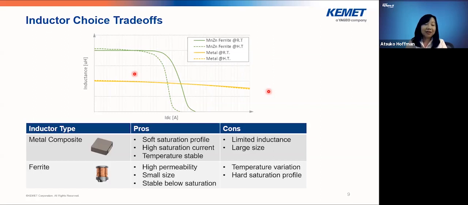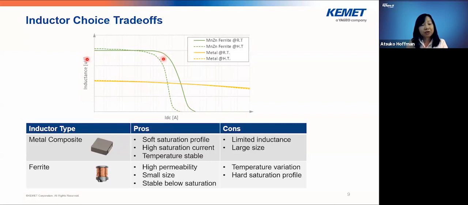Now let's take a look at the ferrite inductor right here. On the graph, it's the green line and the green dotted line. Like I said, the ferrite inductor has high permeability, so you can make larger inductance in a small size. If you take a look at the saturation point, around here, below that saturation point, inductance is very, very stable. You don't see much change in inductance up to the saturation point. So these are the benefits for ferrite inductors.